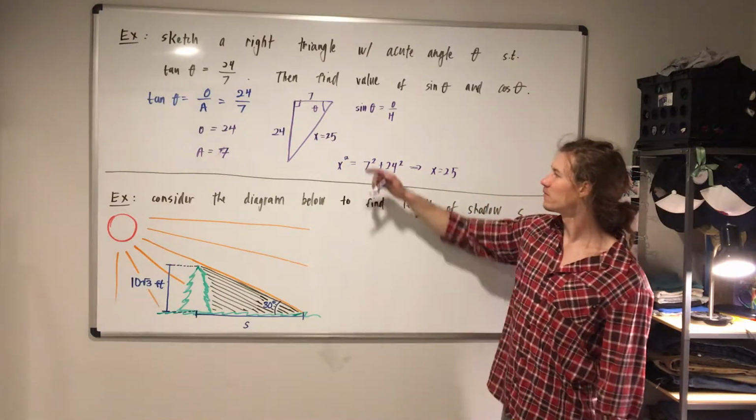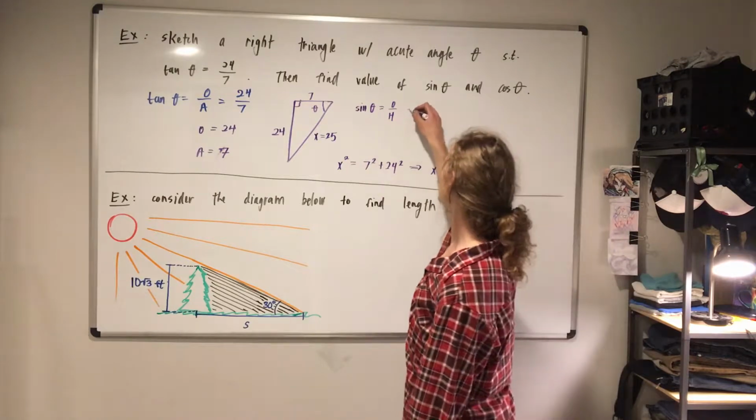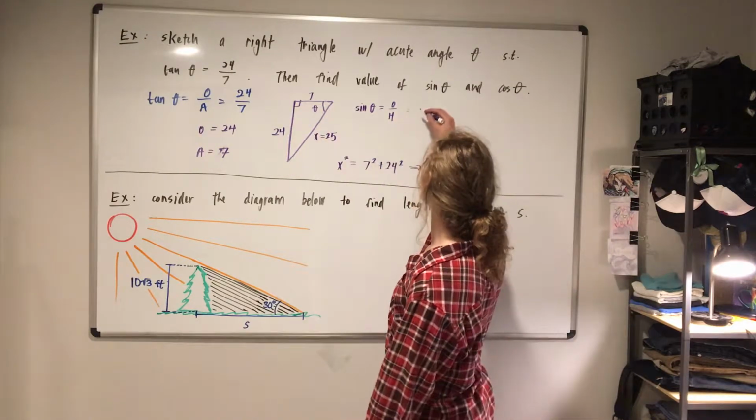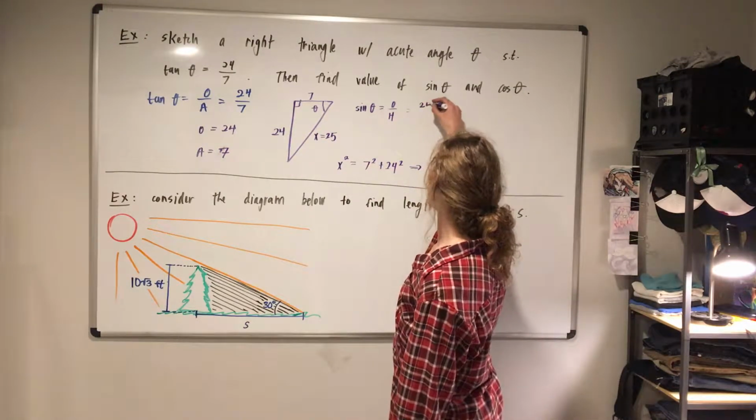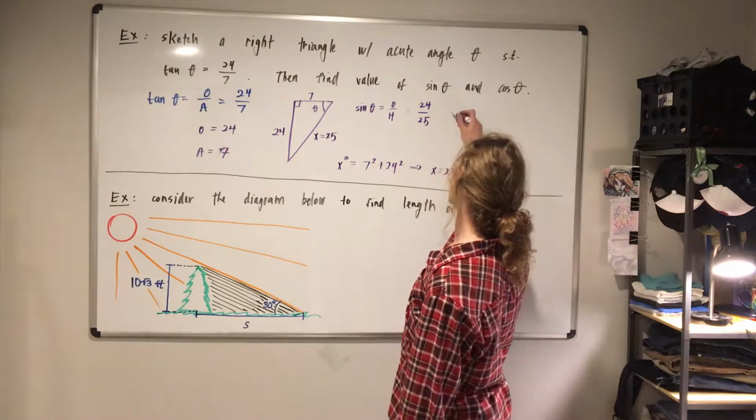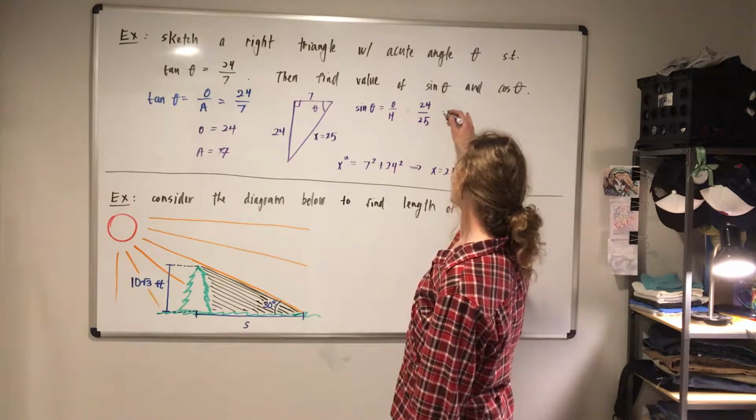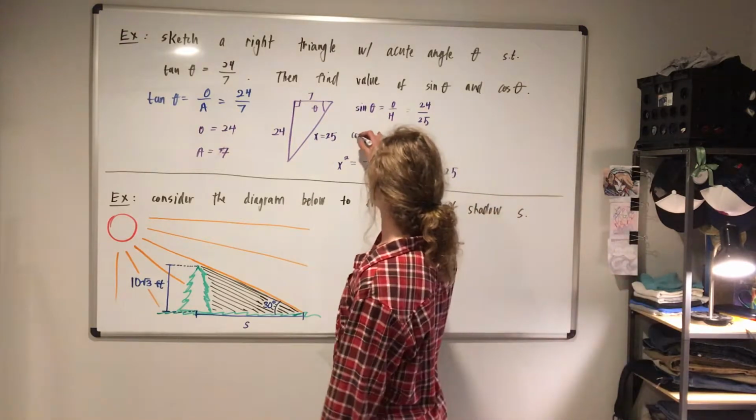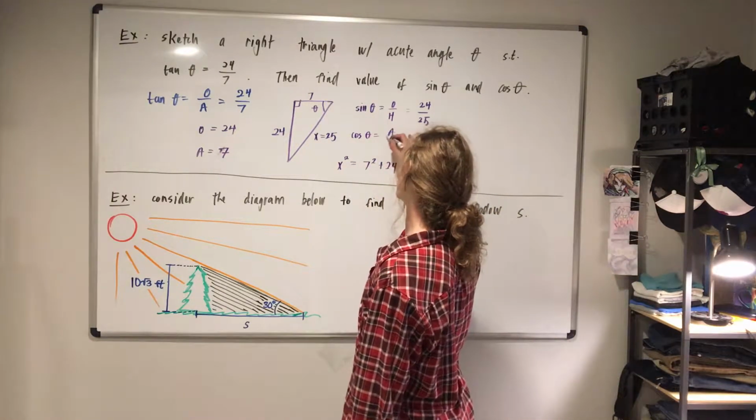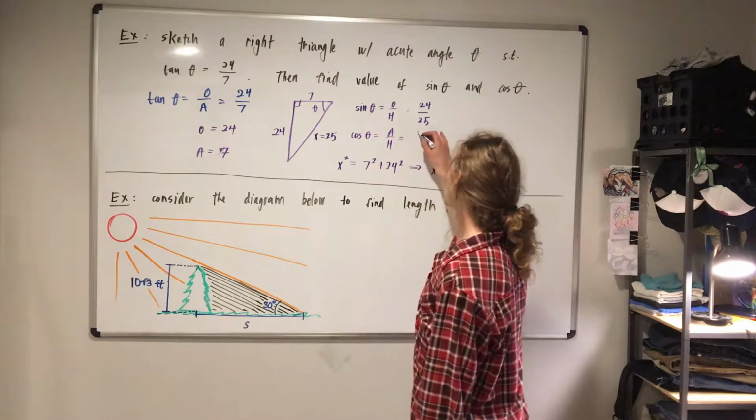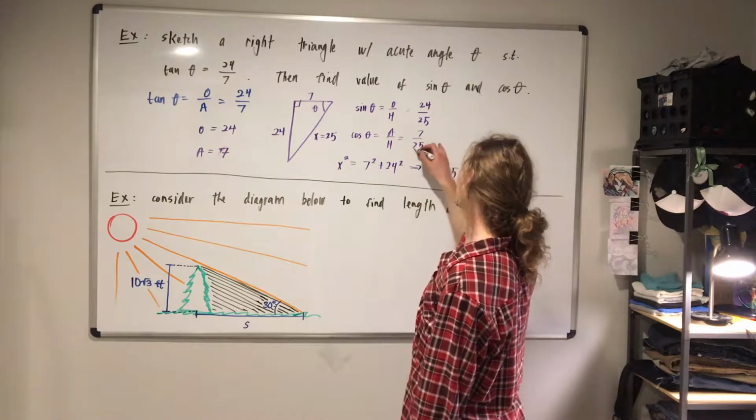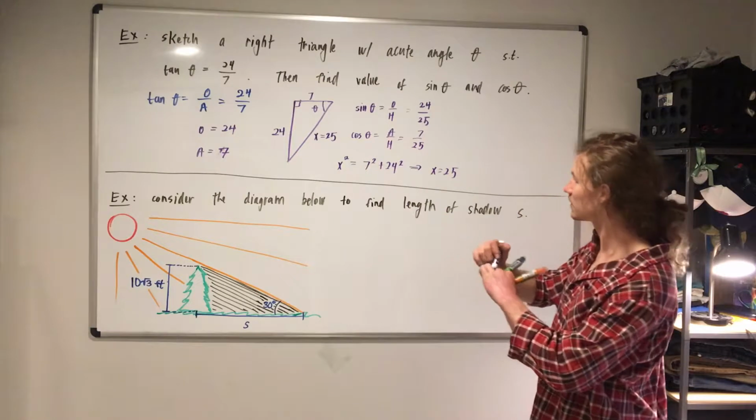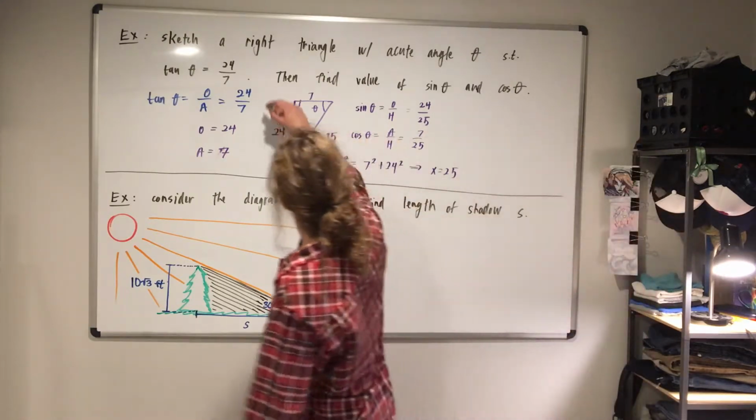Let's continue working. So the sine of theta is equal to then the opposite side, which is 24, divided by our hypotenuse, which is 25. So we find our value for the sine of theta being 24/25. Similarly, we could find the cosine of theta being the adjacent side over the hypotenuse, or 7/25. So let's go ahead and box our answers there.